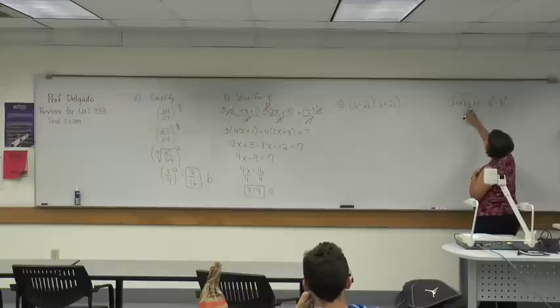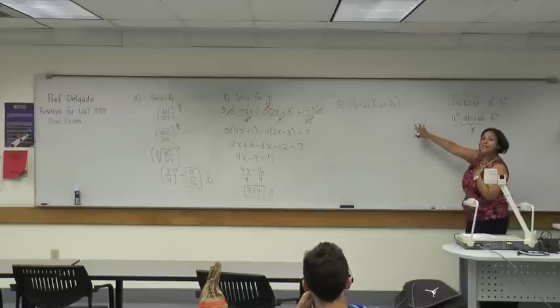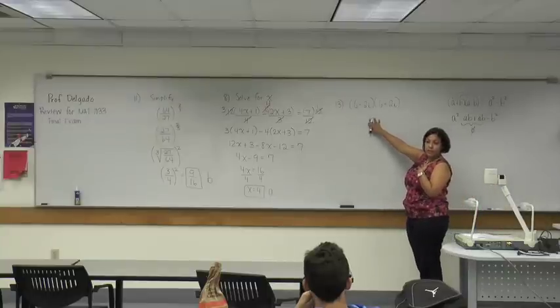A times A gives you A squared. A times negative B gives you a negative AB. B times A gives you a positive AB. And then B times B gets you a negative B squared. These add up to zero. Same thing is going to happen when we're dealing with conjugates in the complex numbers.